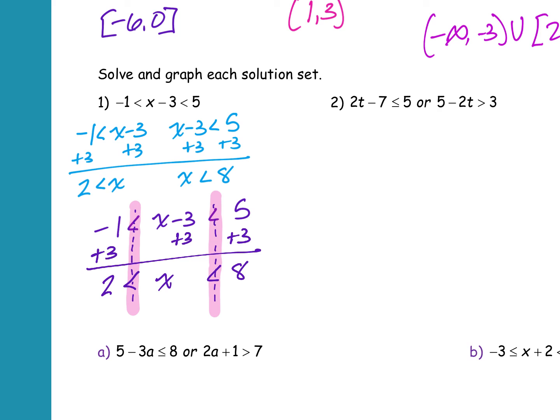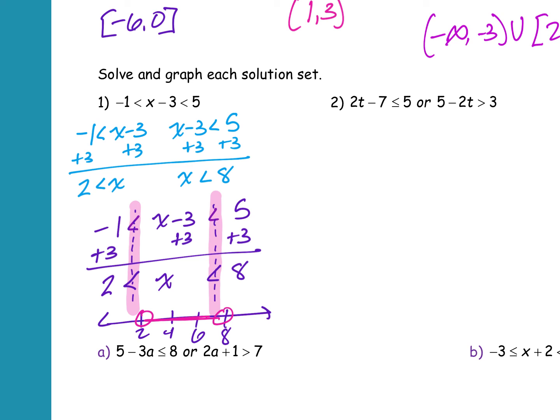And then it says to graph it, so 2, 4, 6, 8. Okay, x is greater than 2 and less than 8, so greater than 2, less than 8, right in there. Questions? Are we okay?